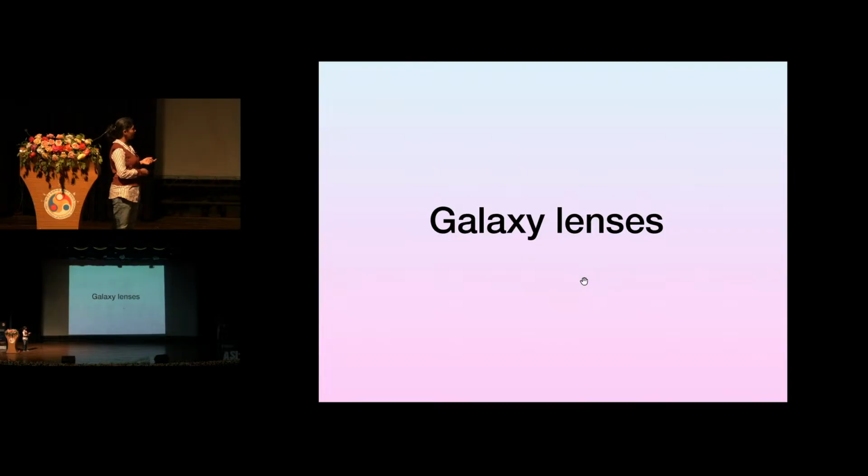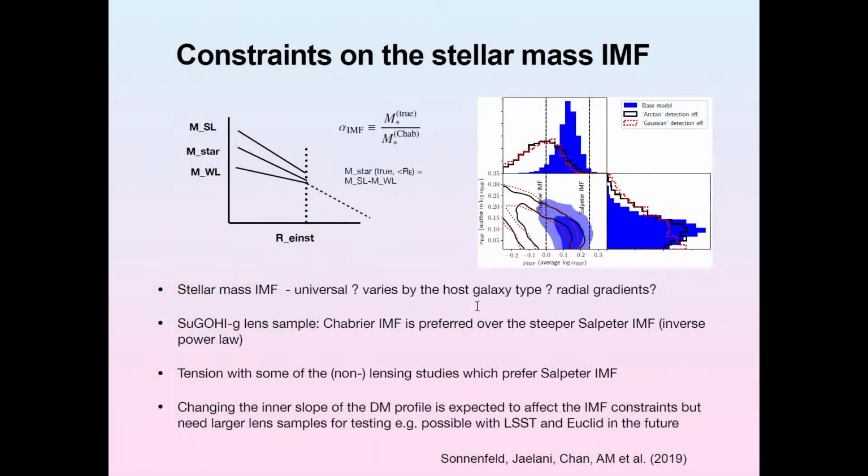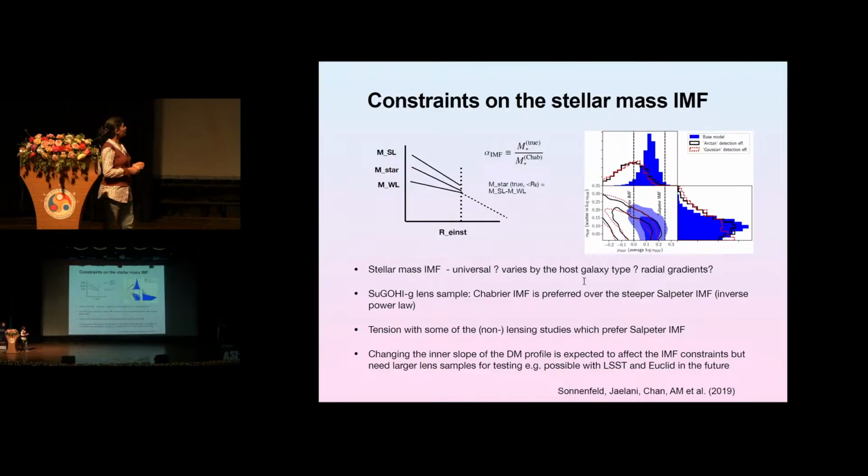First, focusing on the galaxy-scale lenses. Some of the interesting things that we can do with the galaxy-scale lens samples is, for example, looking at the stellar mass IMF. There are various questions regarding the stellar mass IMF, like is it universal? Does the stellar mass IMF depend on the different types of host galaxies? As you go radially outwards within a galaxy, is it constant, or is there some sort of gradient? We can try to understand these kinds of questions using strong lens systems.